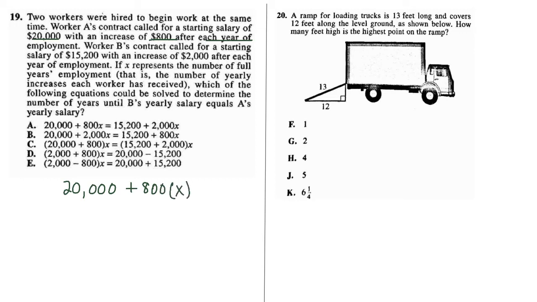So let's see, what else have we got? Worker B's contract starts for $15,200 plus an increase of $2,000, my gracious, after each year of employment. And which of the following equations could be solved to determine the number of years until B's yearly average equals A's? So let's see which one has these two salaries set equal to each other. And it looks like they made it easy for us. It's going to be answer choice A.